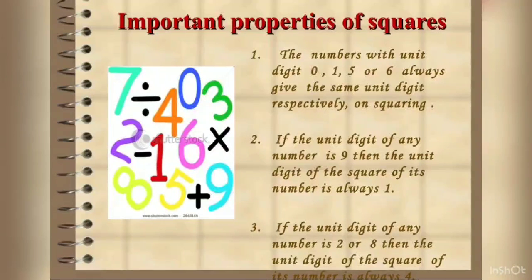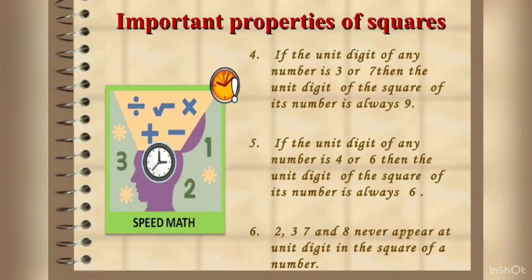Moving to the next property, property number 4: if the unit digit of any number is 3 or 7, then the unit digit of its square is always 9, because 3 times 3 is 9 and 7 times 7 is 49. Both have 9 at the unit place. If the unit digit of any number is 4 or 6, then the unit digit of its square is always 6. 2, 3, 7 and 8 never appear at the unit digit in the square of a number.